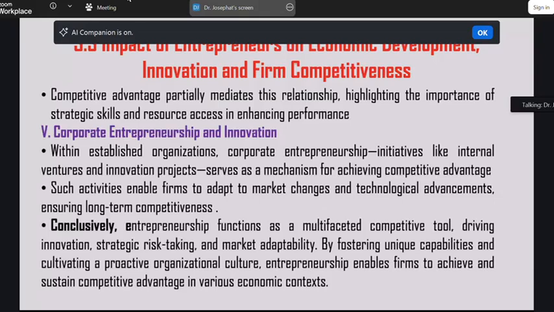So corporate entrepreneurship is on the part of innovations. So you find within these established organizations, they have what we talk about corporate entrepreneurship initiatives, like internal ventures and innovation projects. So there are so many projects going on within those kinds of organizations, whatever. Ambazo nyingi ni projects za innovations na whatever. Ambazo hizi zote zina serve as a mechanism for achieving competitive advantage.